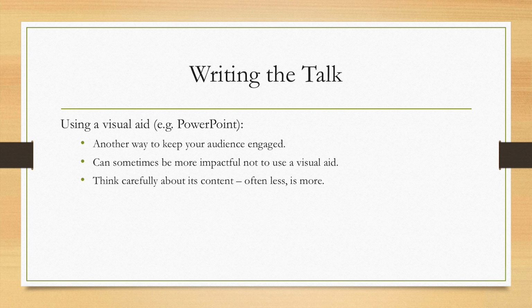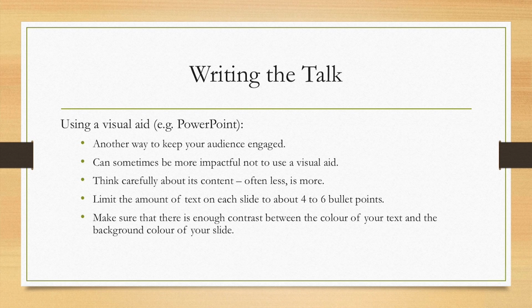If you are going to use a visual aid, think carefully about its content. Often less is more, as the saying goes. Limit the amount of text on each slide to about 4 to 6 bullet points. Make sure that there is enough contrast between the color of your text and the background color of your slide. Remember that what looks good on your computer screen may not look so good when projected onto a big screen. If you are using photos, make sure that you have people's permission to do so.